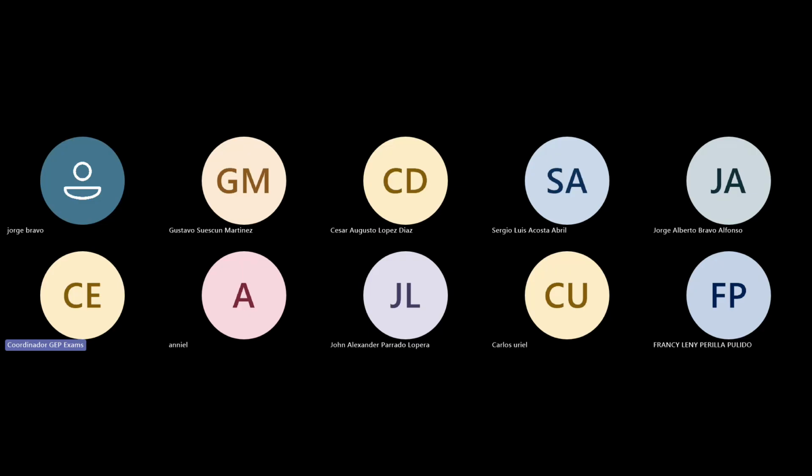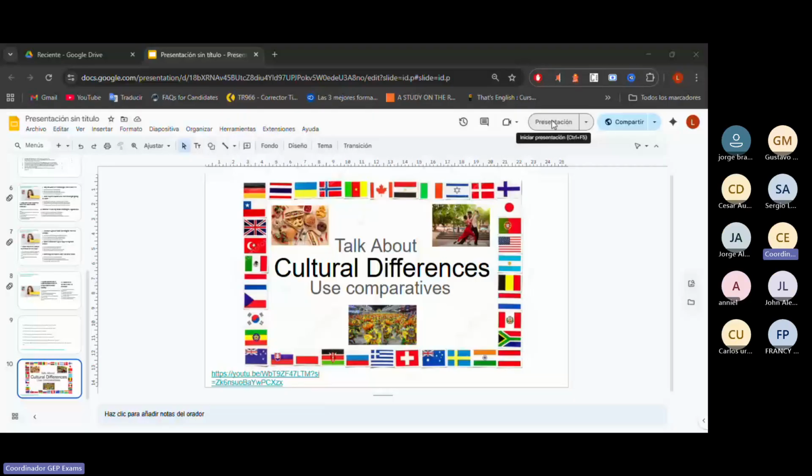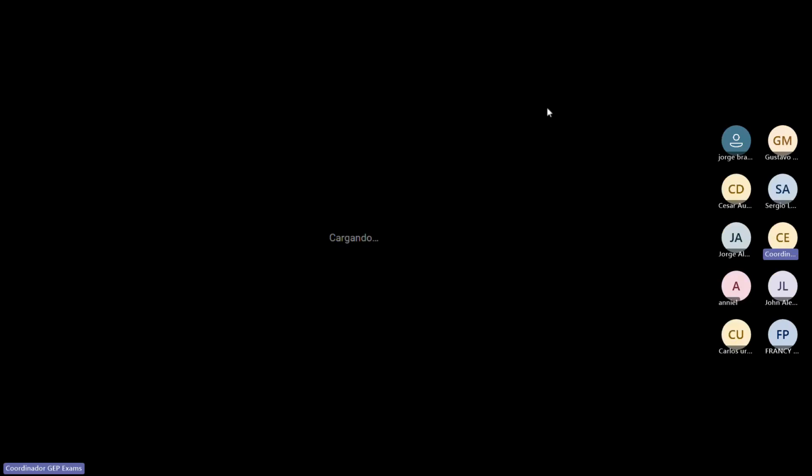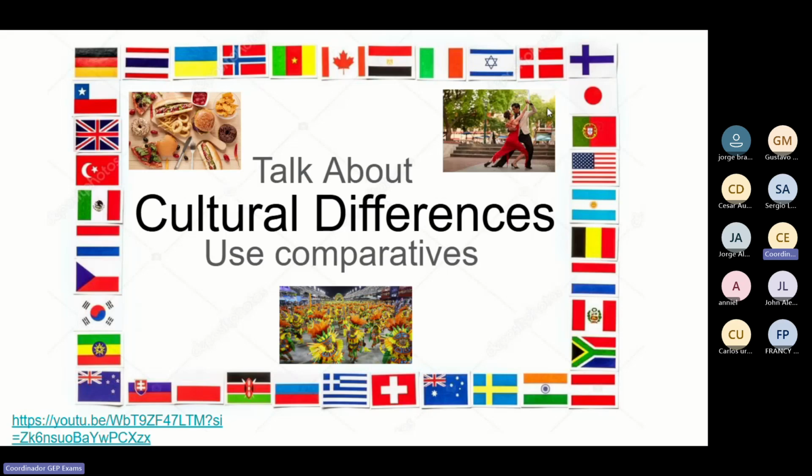So let me share my screen again. Okay, so I'm going to divide the meeting into different breakout rooms so you can practice your speaking. Try to speak using the new vocabulary, not only the vocabulary of this class, but the vocabulary of the previous lessons. Okay, so I'm going to divide you, and you're going to talk with your partners about cultural differences.